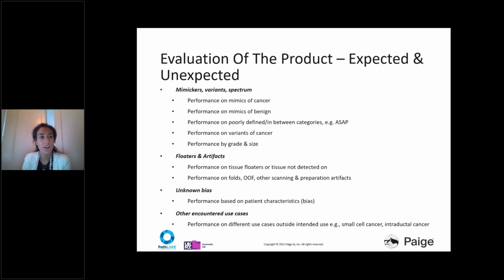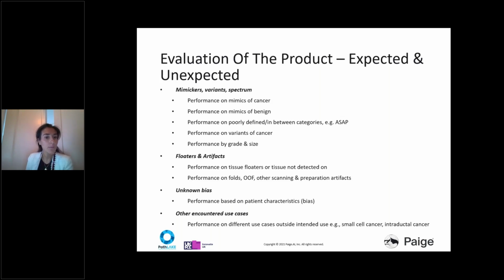Why is pathology involvement so crucial? Only a pathologist will know and think of these aspects of evaluation, thinking of mimickers, variants, and the spectrum of disease. As a pathologist, I want to know the algorithm's performance on mimics of cancer, on mimics of benign.